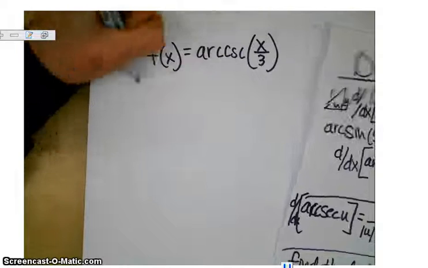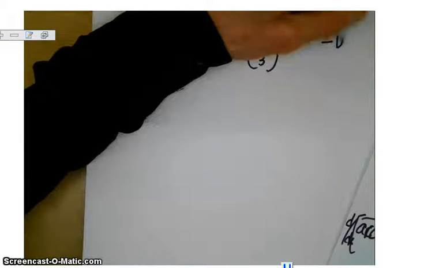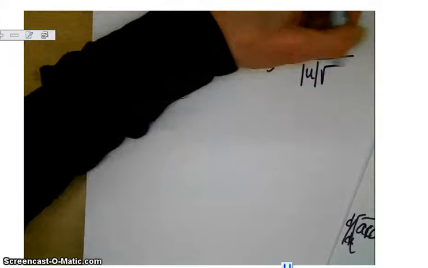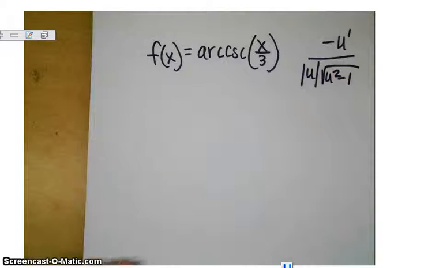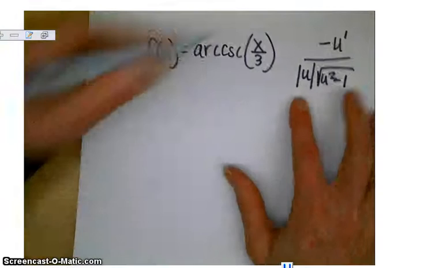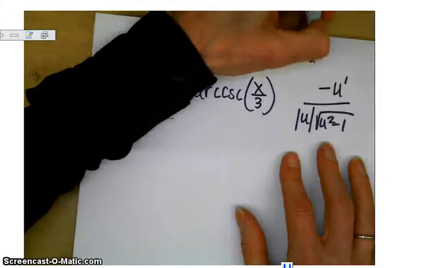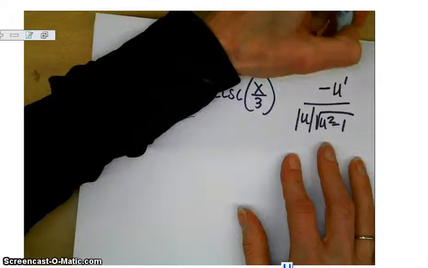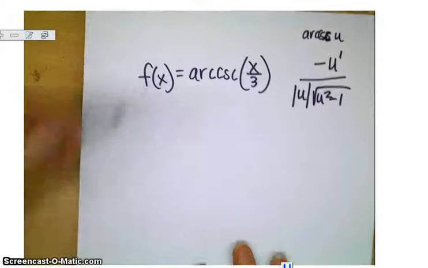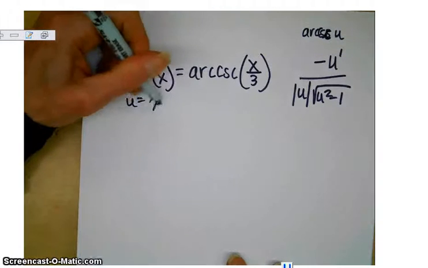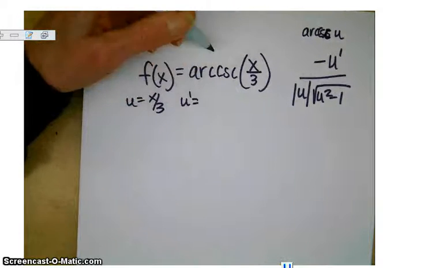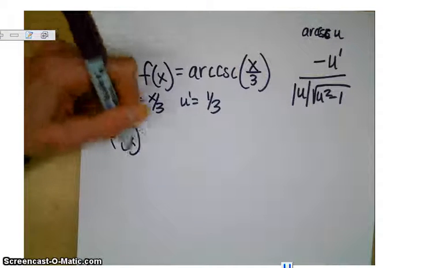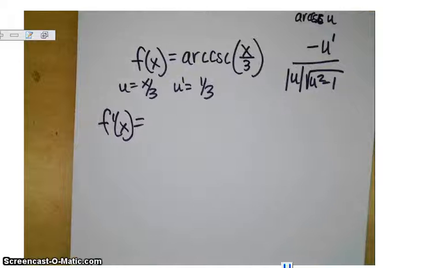So the derivative of the arcsecant is negative u prime over the absolute value of u times the square root of u squared minus 1. So that's the rule we're using. So what's the u in my problem? U is x over 3, and what's u prime? 1/3.